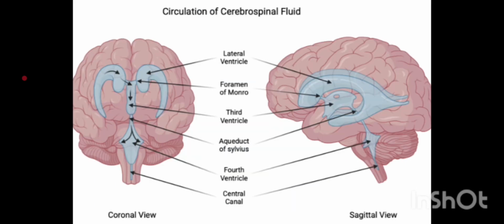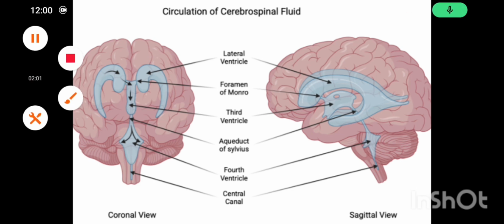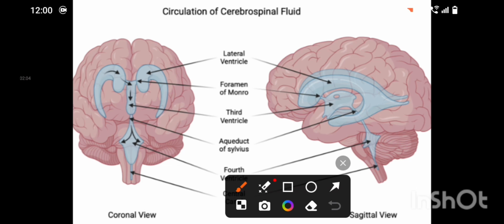Now first of all, you can see these cavities. These are the two lateral ventricles, while this one is the third ventricle, and this one is the fourth ventricle. The two lateral ventricles are connected with the third ventricle through these foramens, which are called the foramen of Monro or interventricular foramen, while the third ventricle is connected with the fourth ventricle through this duct, which is called the cerebral aqueduct or aqueduct of Sylvius.